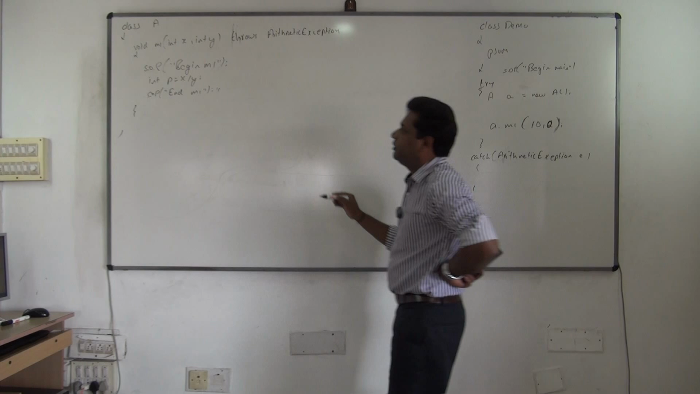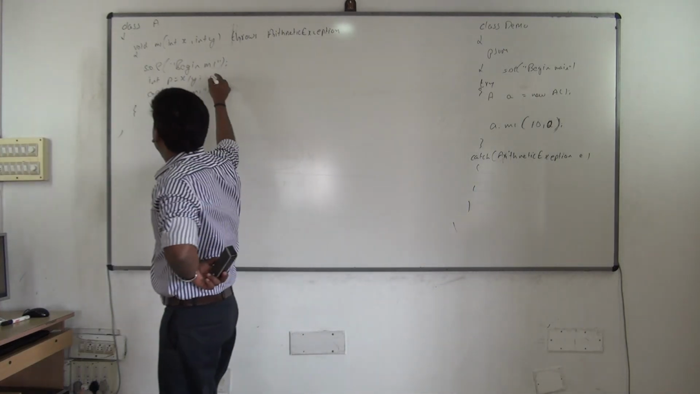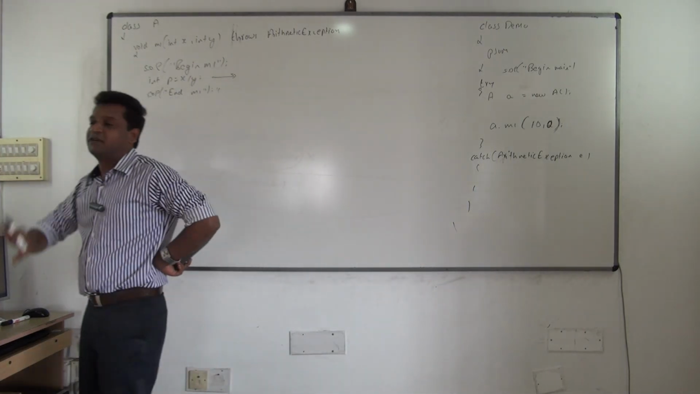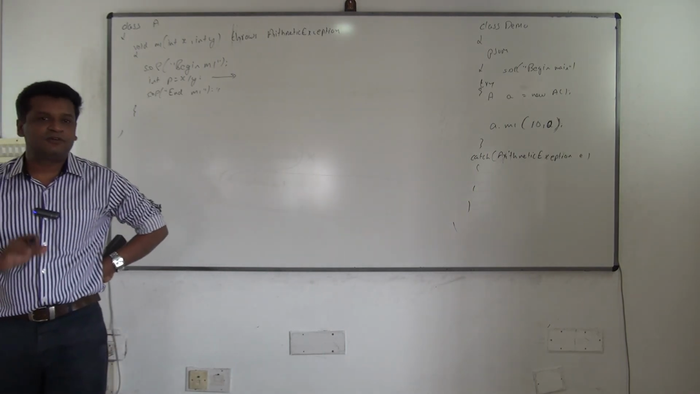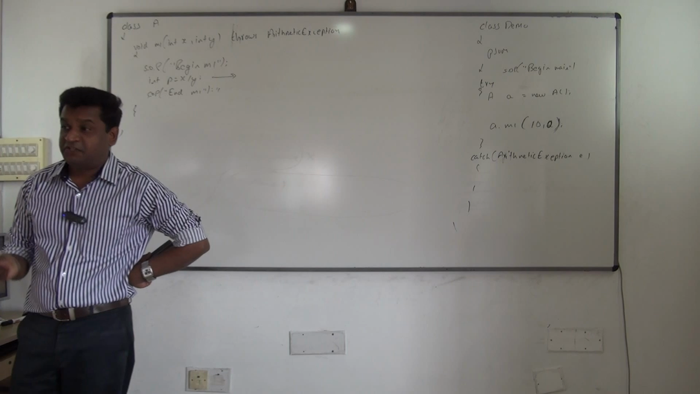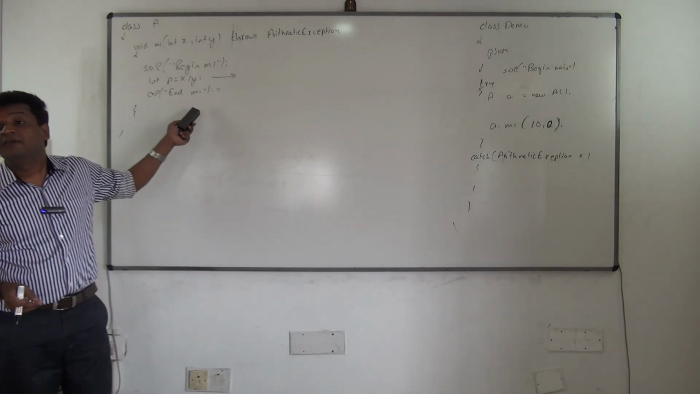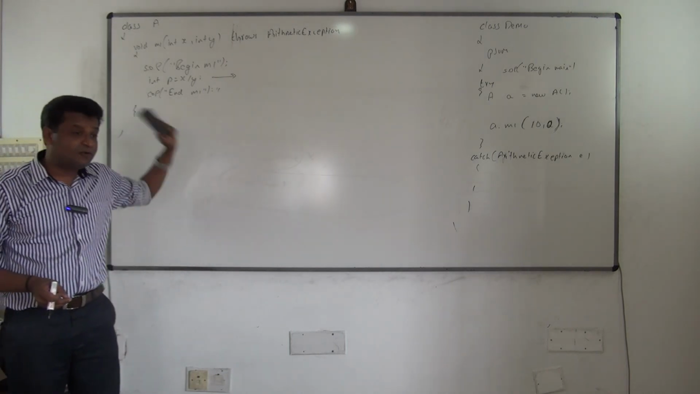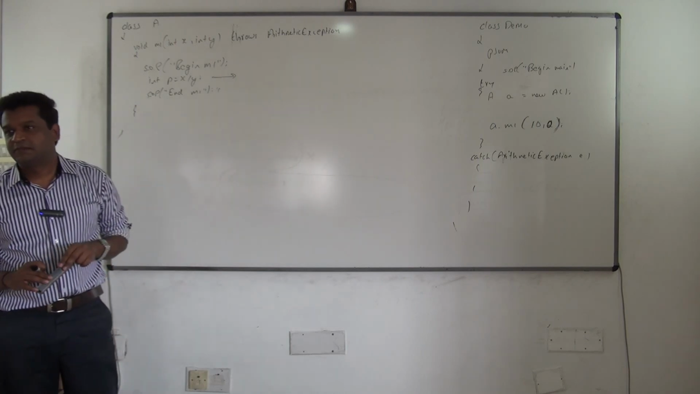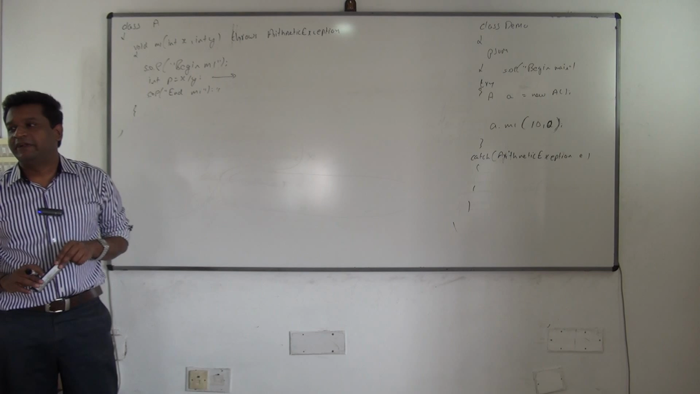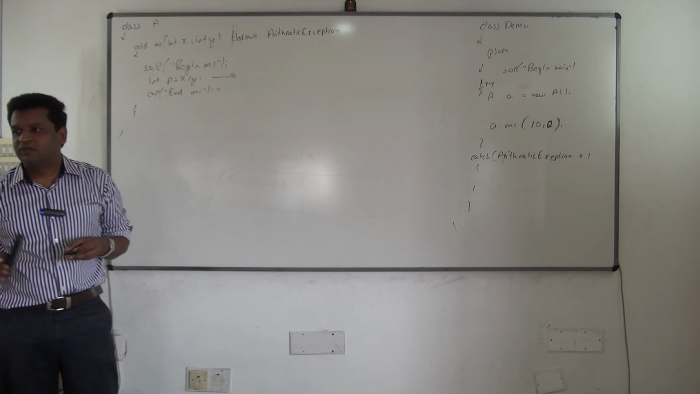See, the thing you have to understand is this. If any unchecked exception occurs in your method, you don't have to write throws. The compiler will not force you. But if a checked exception occurs in your method, it will force you to write throws. Understood? It will force you. So that is where the difference comes.